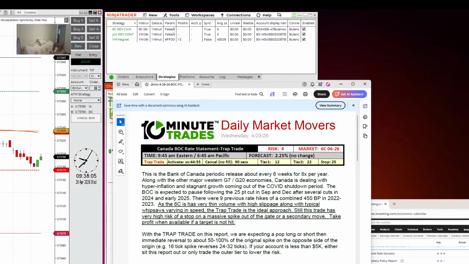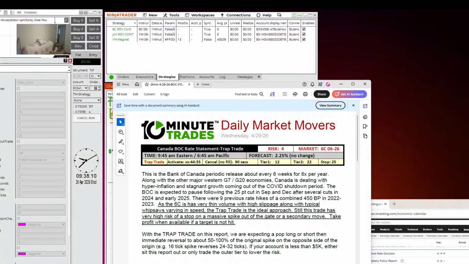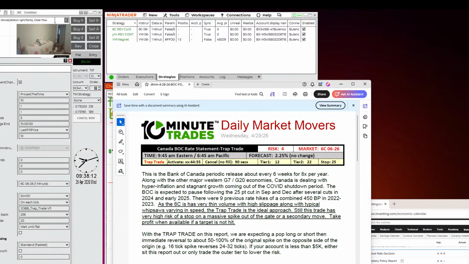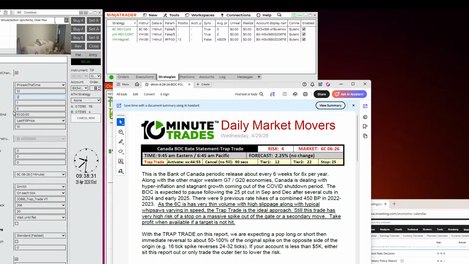All right. So now we have our trap trade. We're going to right click, strategies, load the trap trade. Position 1 is a 1, position 2 is a 1. Remember, Canada is just $5 a tick. I'm going to throw an extra contract on position 1. If we get a good trade, I'd like to make some money on it. $5 a tick, it's hard to make money if it doesn't move all that much. This trade has a history of not moving that much. Our stop is 25 ticks.